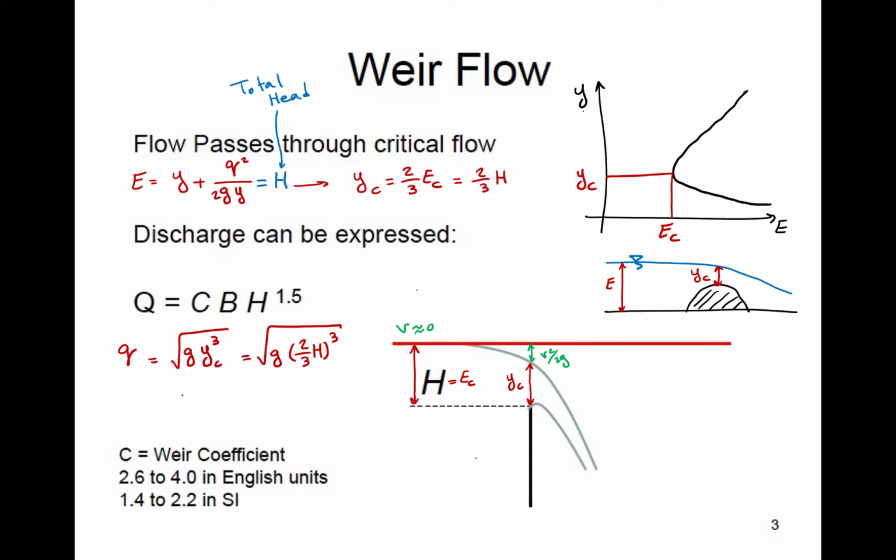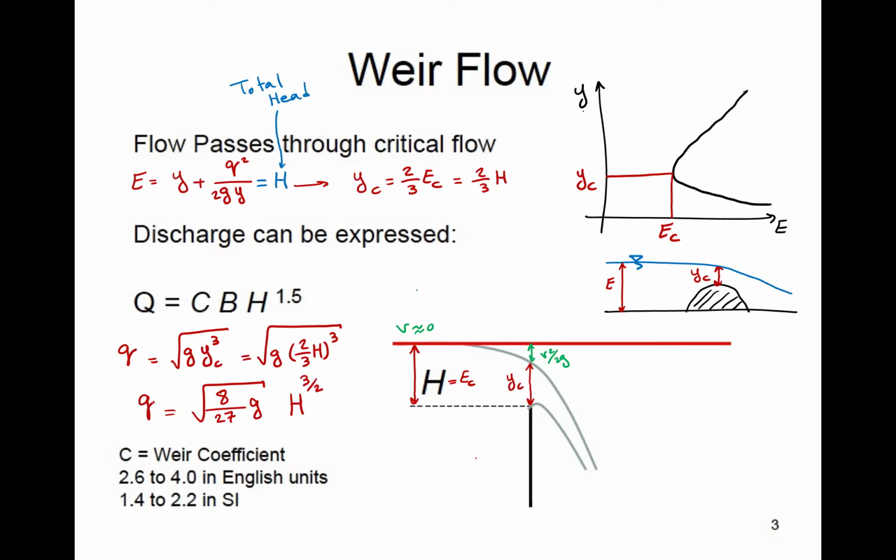And if we continue and rearrange and simplify things, this is what we're going to get. We're going to get the square root of 8/27, which is 2/3 cubed, times G, multiplied by H to the 3/2, 1.5. So this is a small q.